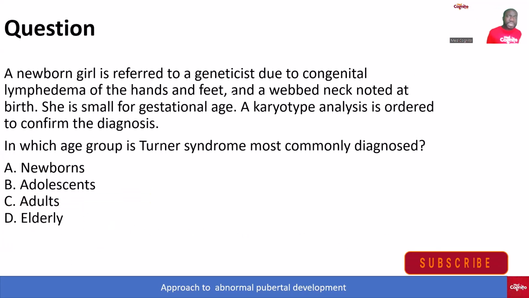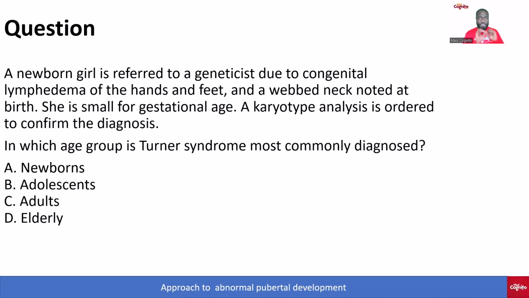Okay, good. Next question. A newborn girl is referred to a geneticist due to congenital lymphedema of the hands and the feet and a webbed neck noted at birth. She is small for gestational age. A karyotype analysis is ordered to confirm the diagnosis. Question: in which age group is Turner syndrome most commonly diagnosed? A, newborns. B, adolescents. C, adults. And D, elderly.